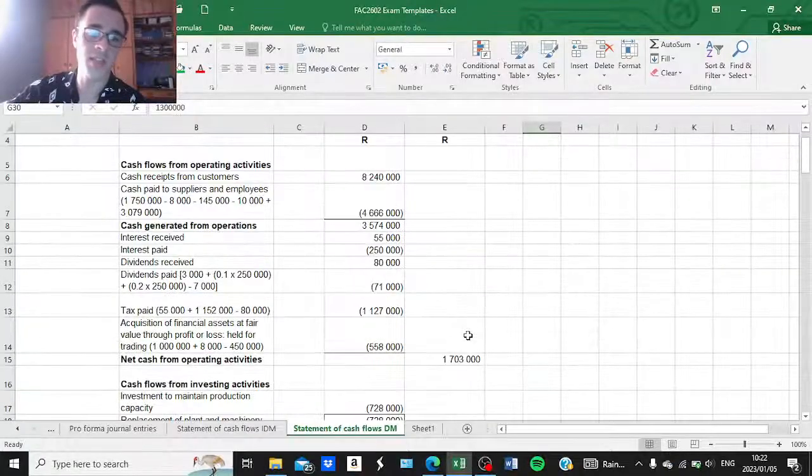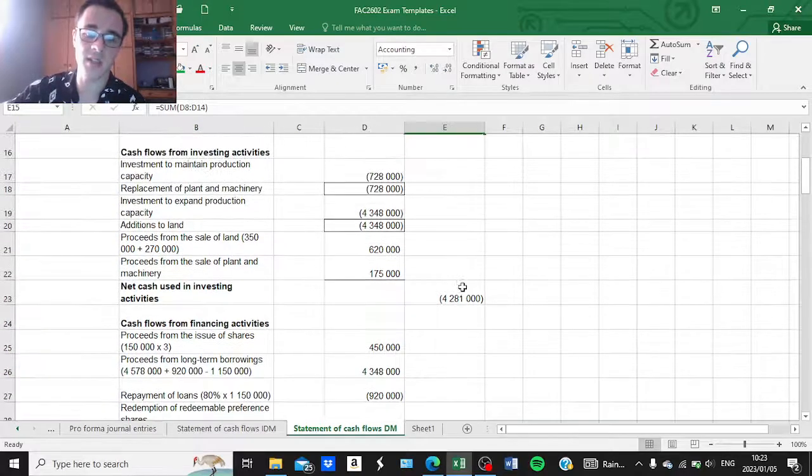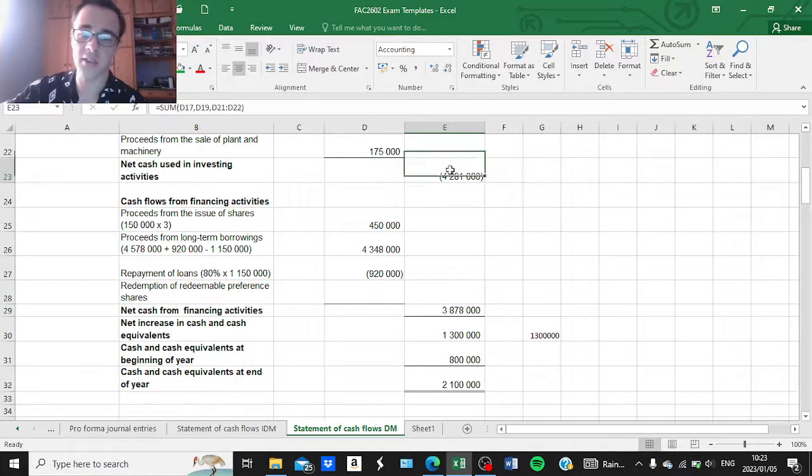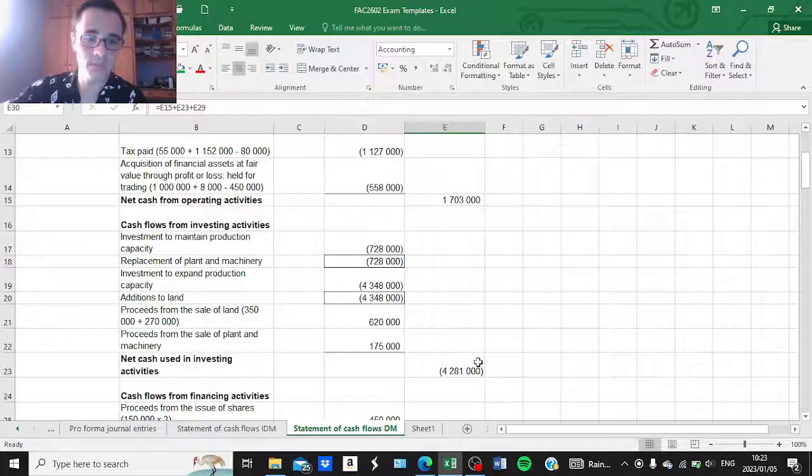So once you are done with this question, this is what your statement of cash flows should look like. All right. Net cash from operating activities is 1,703,000. Net cash used in investing activities 4,281,000. And finally, the cash flow from financing activities is 3,878,000, giving you a net increase of 1.3 million, which we have calculated at the beginning.